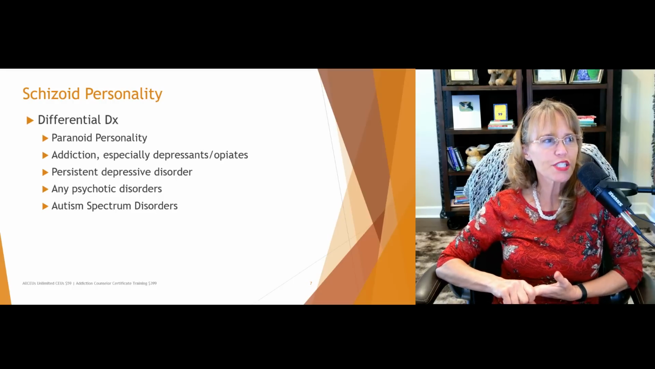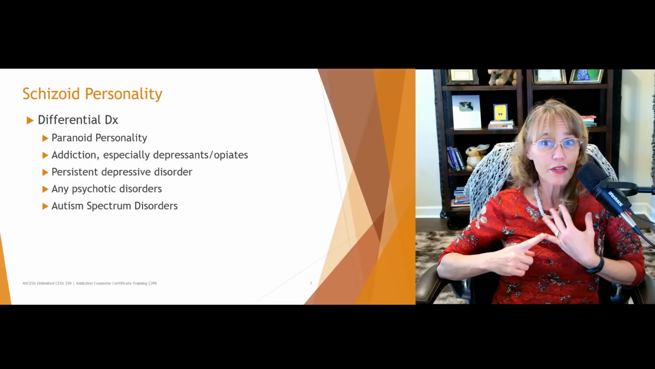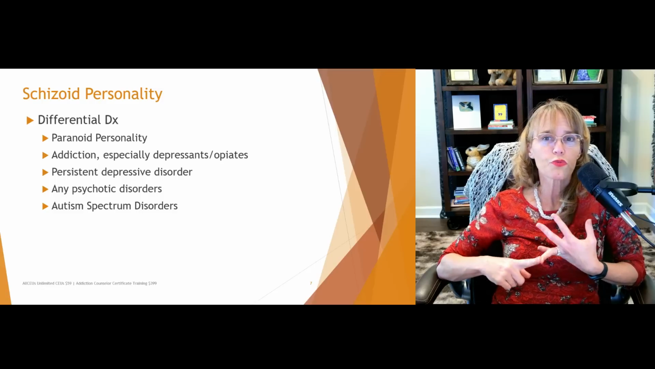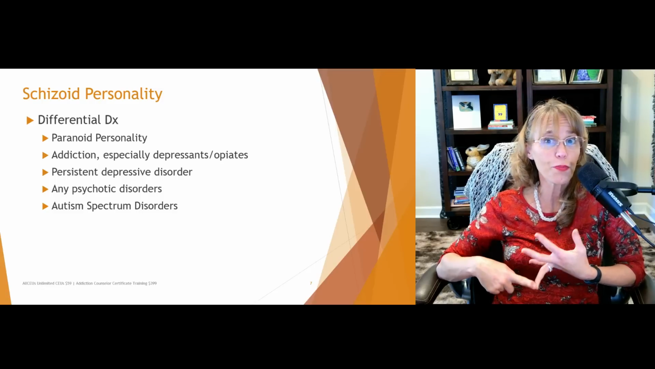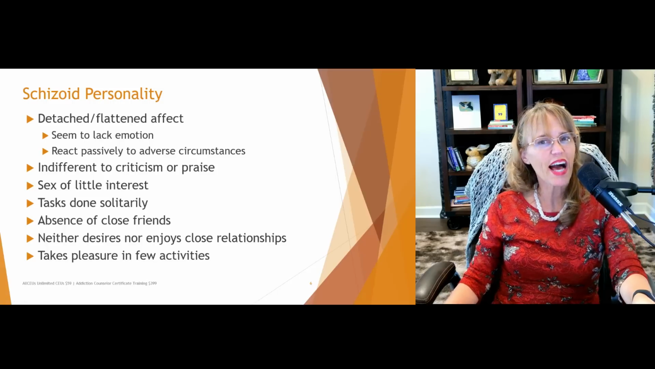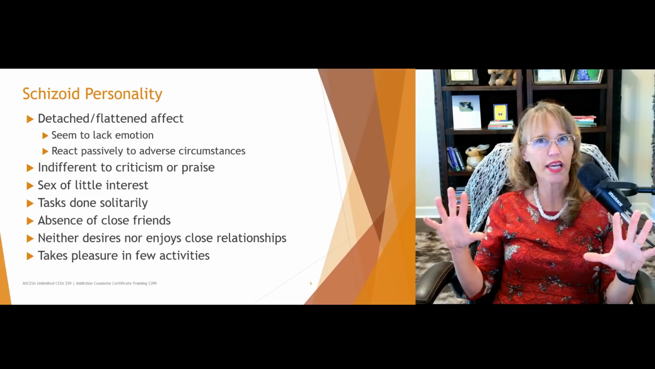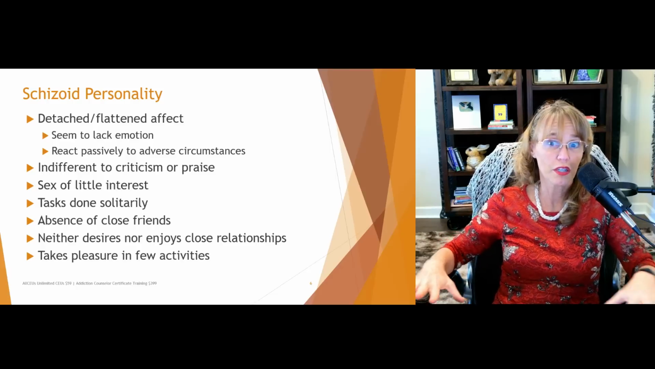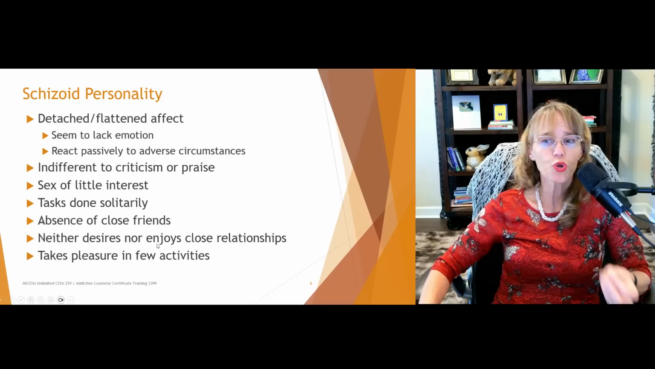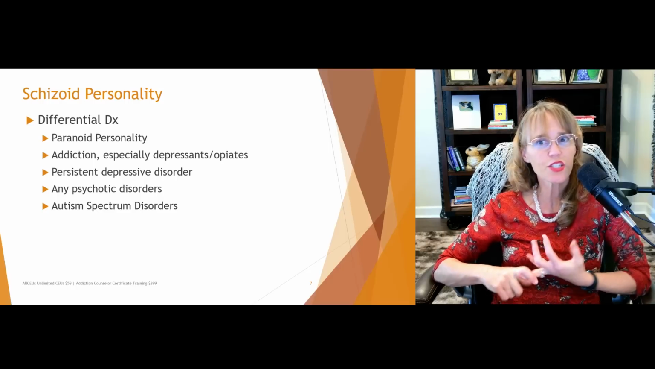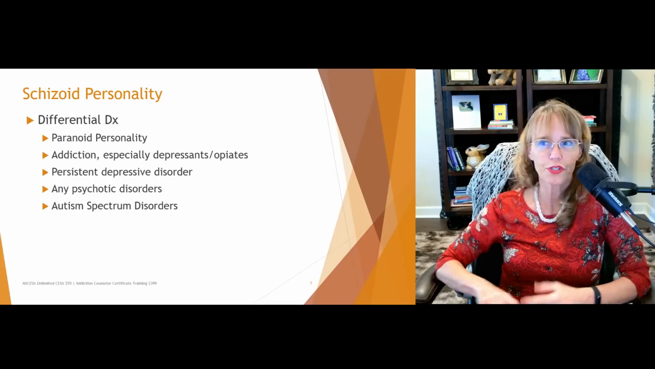In terms of differential diagnosis, we want to rule out paranoid personality. Are they paranoid or avoidant personality? We want to rule out addiction, especially to depressants or opioids. When people are using, especially depressants, their affect's going to be flat. They may kind of be in this zone, in this haze where they don't care about much. Sometimes they may not have a lot of interest in sex because they're so chill. And they might not desire or enjoy close relationships because that may feel like a threat to their addiction. We want to rule out persistent depressive disorder, any psychotic disorders, and autism spectrum disorders.